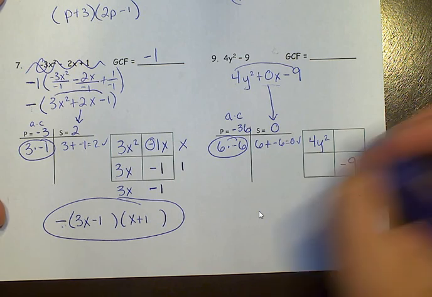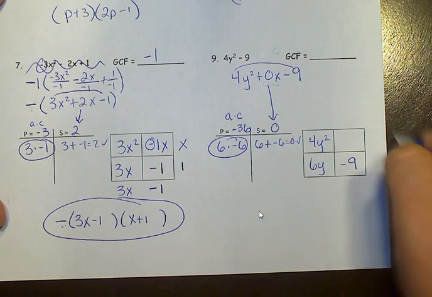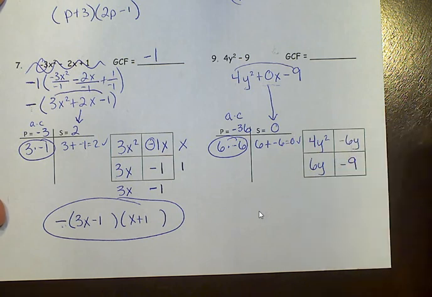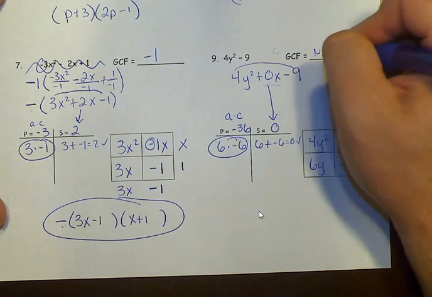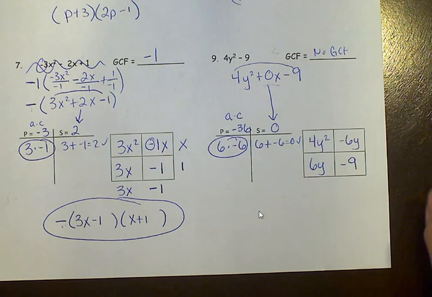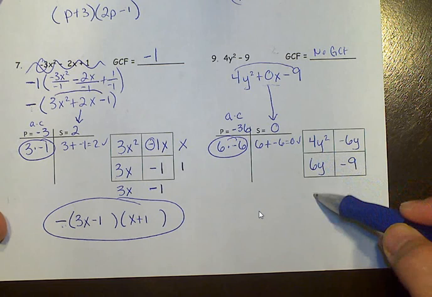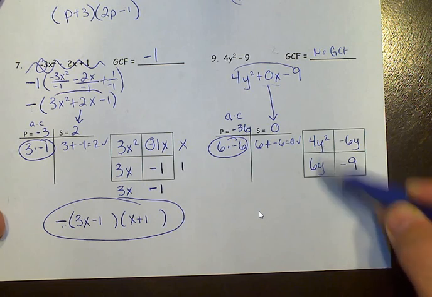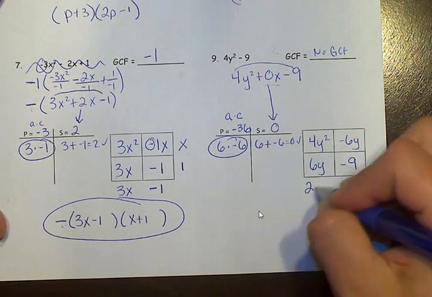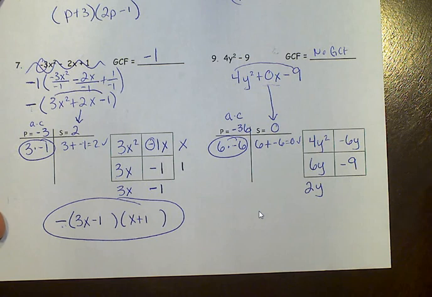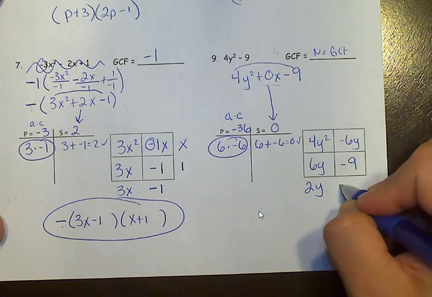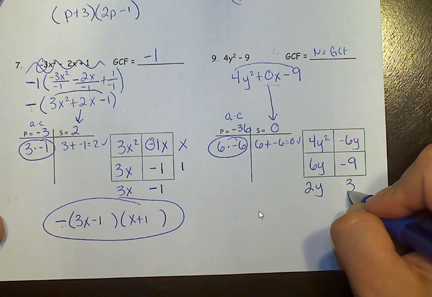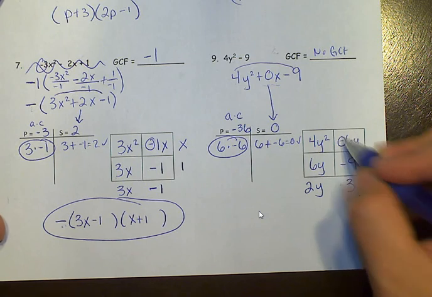6y and negative 6y. No GCF. So let's take out my number going down. I have 4 and 6. I can take out a 2y. Going down here, I have 6 and 9. I can take out a 3. Remember, the first term was negative, so I need to take out a negative.